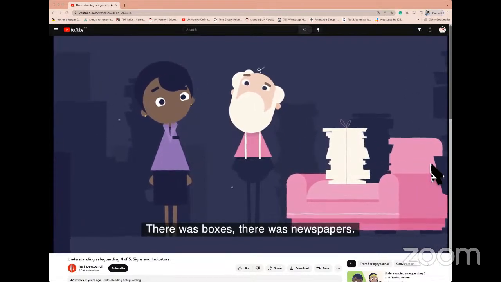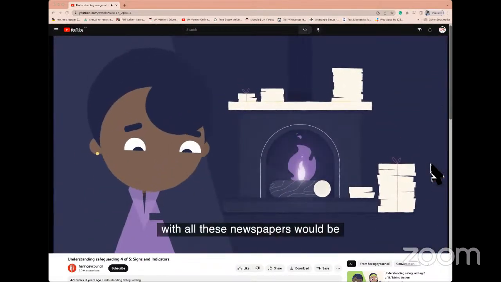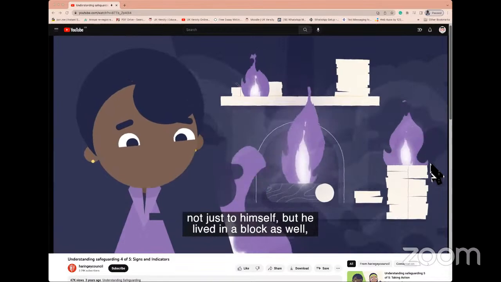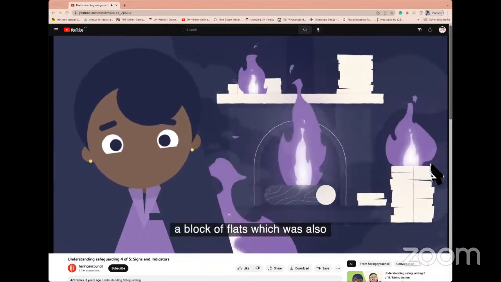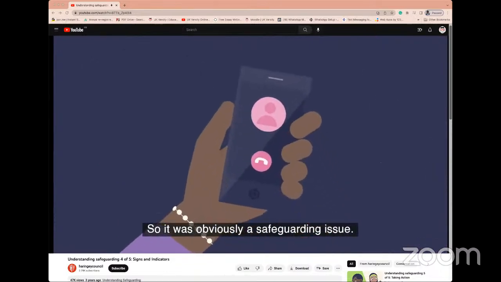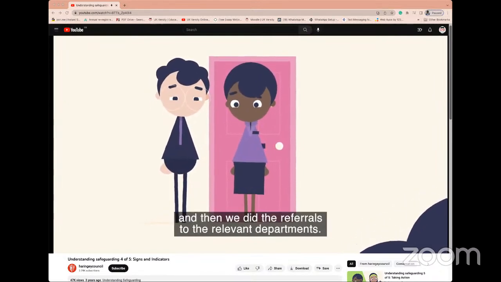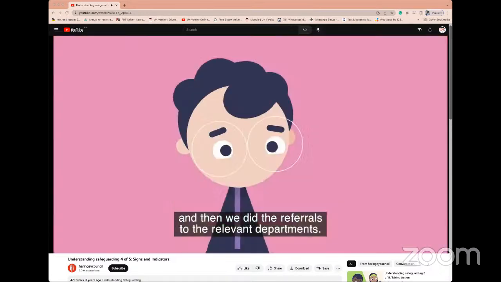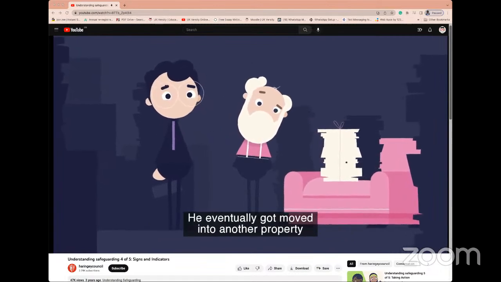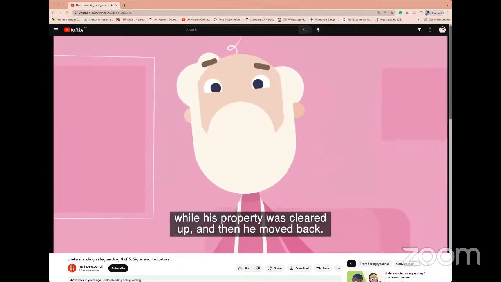There was boxes, there was newspapers. I saw this open fireplace, which, if it was lit with all these newspapers, would be a complete health and safety hazard, not just to himself, but he lived in a block as well, a block of flats, which was also a double health and safety issue. So it was obviously a safeguarding issue. So after I left the house, I had a senior manager come out to meet me at the flat, and then we did the referrals to the relevant departments. Social services became involved as well to support him with that side of things. He eventually got moved into another property while his property was cleared up, and then he moved back.